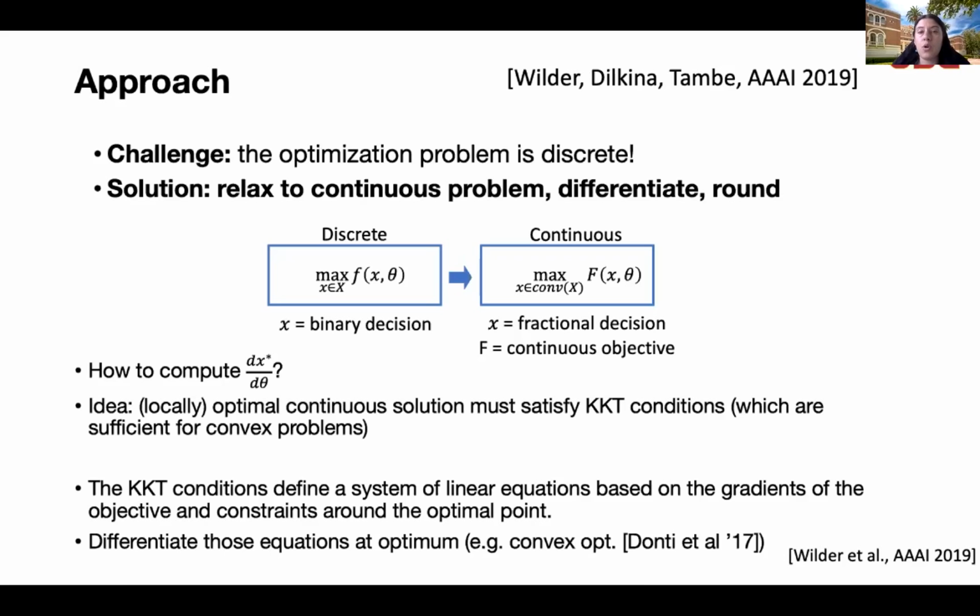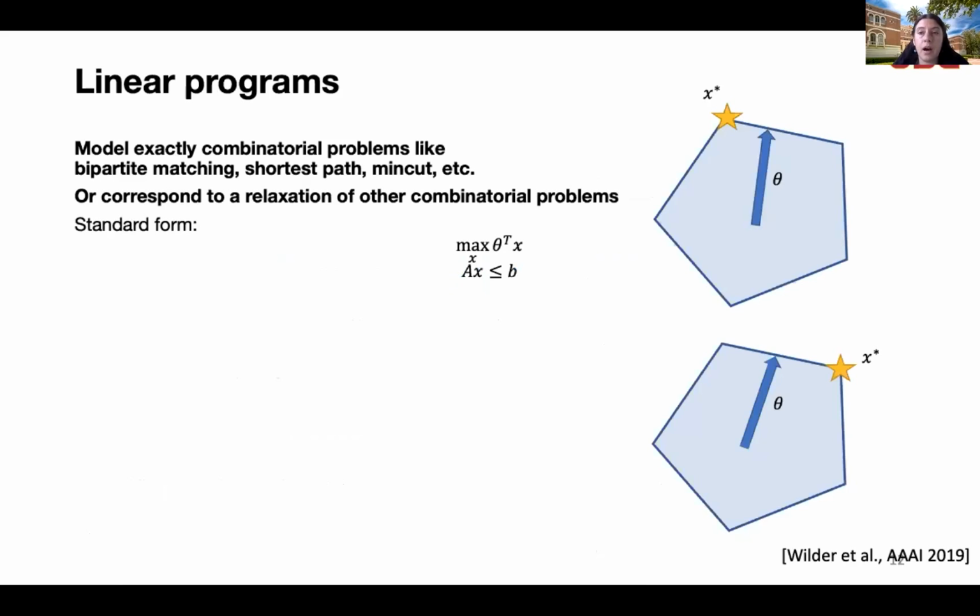Okay, so for which classes of problems can we find a way to get this framework working, where we can take our combinatorial discrete problem and find a suitable continuous relaxation that will be able to exploit this idea? One broad family of problems can be encoded with linear programs. So linear programs model exactly many combinatorial problems like bipartite matching, shortest path, min cut. They also can be used as a relaxation to more complex problems. So in the standard form, we basically have this linear objective, theta times x, and a set of linear inequalities Ax less than or equal to b. So here, these theta are the parameters that are going to come from our predictive component, right? So these are the estimated upstream quantities.